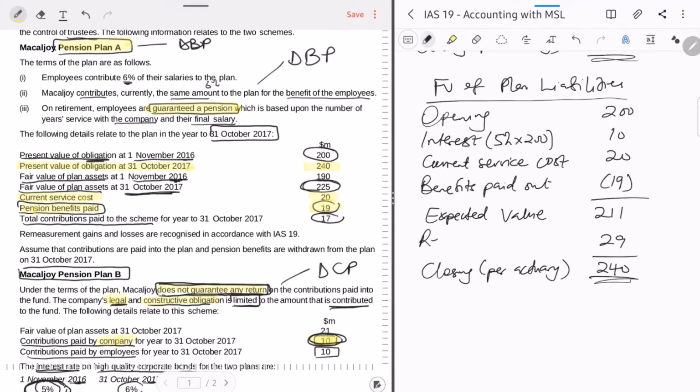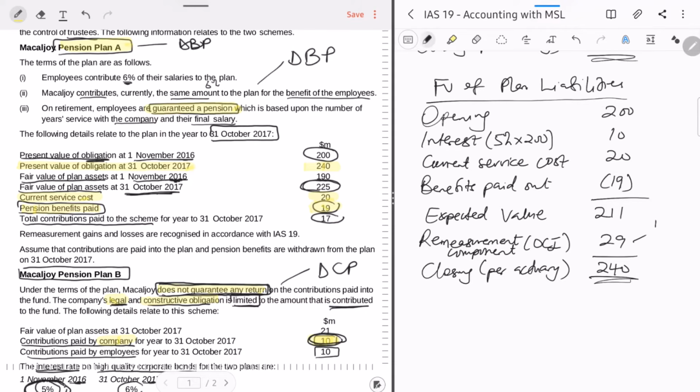So this is my remeasurement component. This will go to what? OCI. Now, once again, I ask you a question. Is this going to be a remeasurement gain or a remeasurement loss?